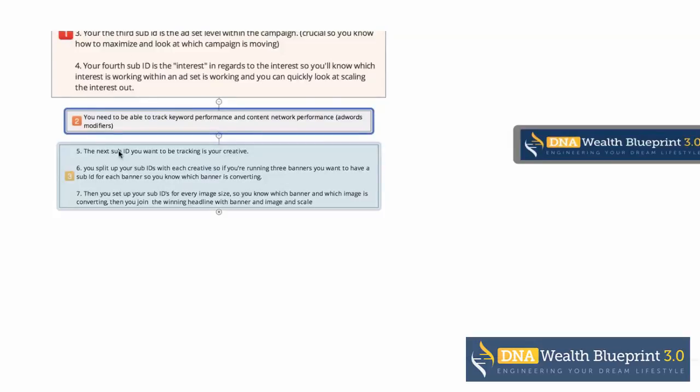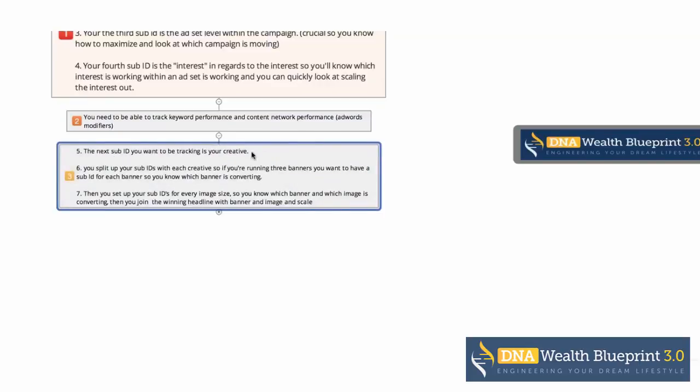Number five, the next sub-ID you want to be tracking is your creative. Now, there's no sense tracking everything else and putting everything else into a sub-ID category if you're not going to be tracking your creative. How do you know which creative is going to be converting if you don't put a sub-ID on it, right? So number 6, you want to split up your sub-IDs with each creative, so if you're running 3 banner ads, you want to have a sub-ID for each banner so you know which banner is converting.